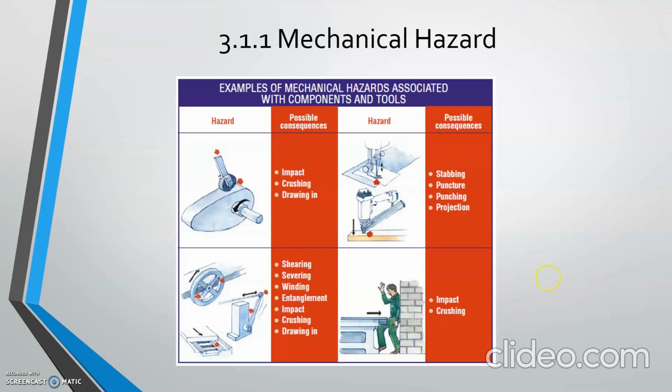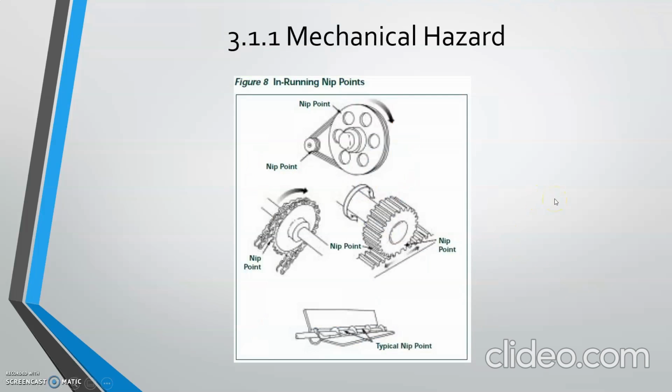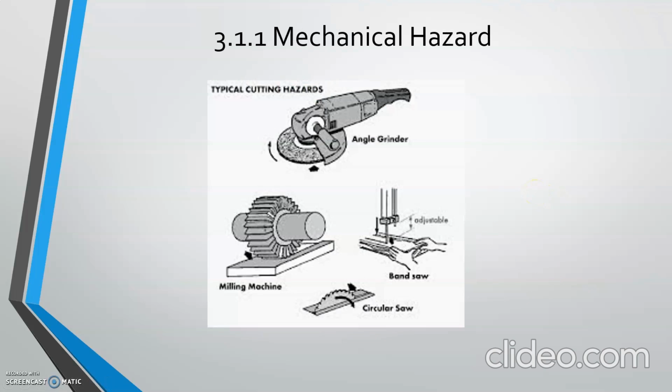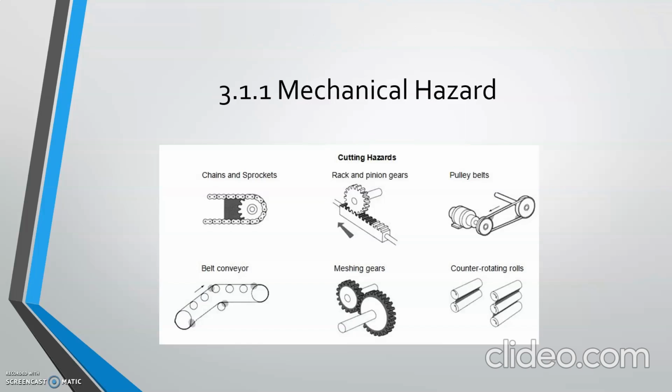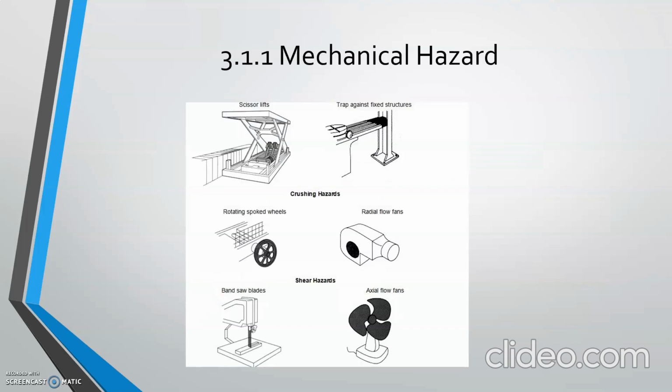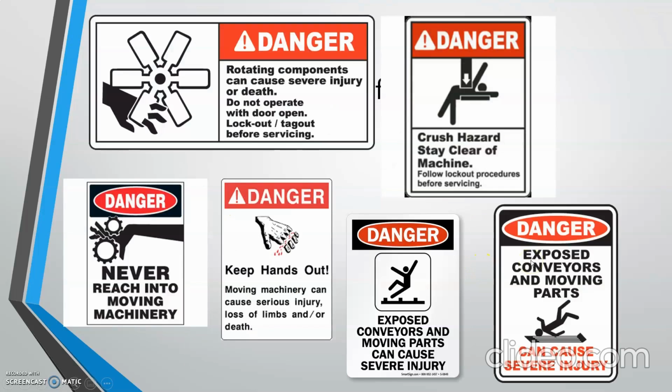So this is some examples of mechanical hazard associated with components and tools and their possible consequences. So this is a figure for in-running nip point. This for typical cutting hazard. And this one for cutting hazard. Knee crushing hazard and shear hazard.